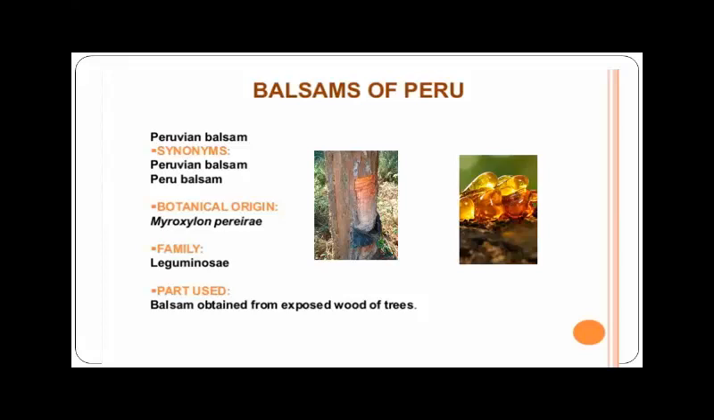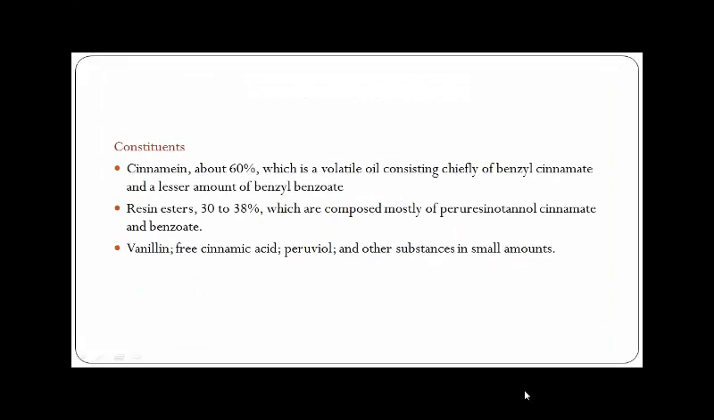And this resin is natural resin which is obtained from the exposed wood of trees of Myroxylon pereirae. As far as the chemical portion is concerned, the major portion is cinnamein, which is a volatile oil, and it accounts for about 60% of the drug. It has a major portion of benzyl cinnamate and a lesser portion of benzyl benzoate.